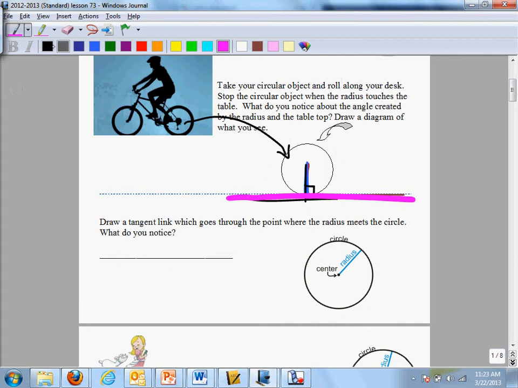Now come over here. Darken the end of this radius. If you have a straight edge, use a straight edge. If not, just sketch straight. Draw a tangent line through that dot, please. Tangent line through that dot.